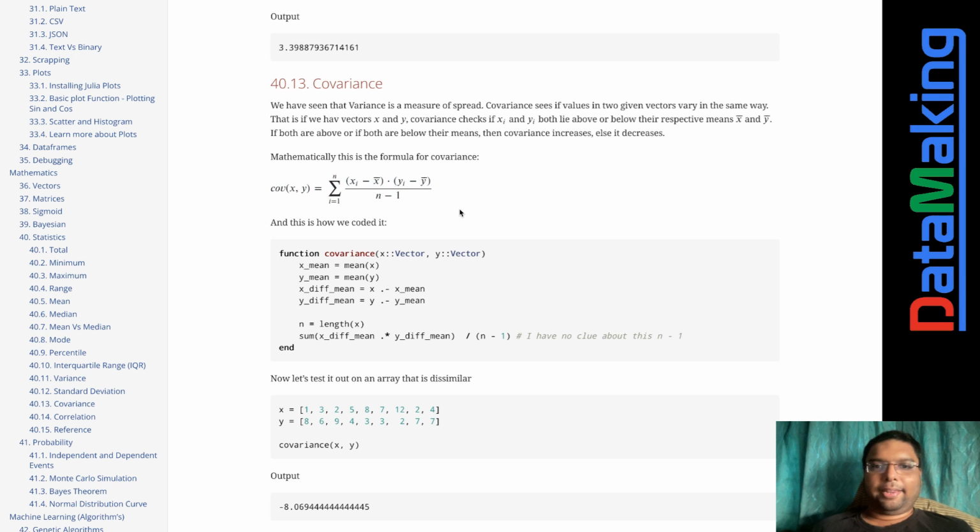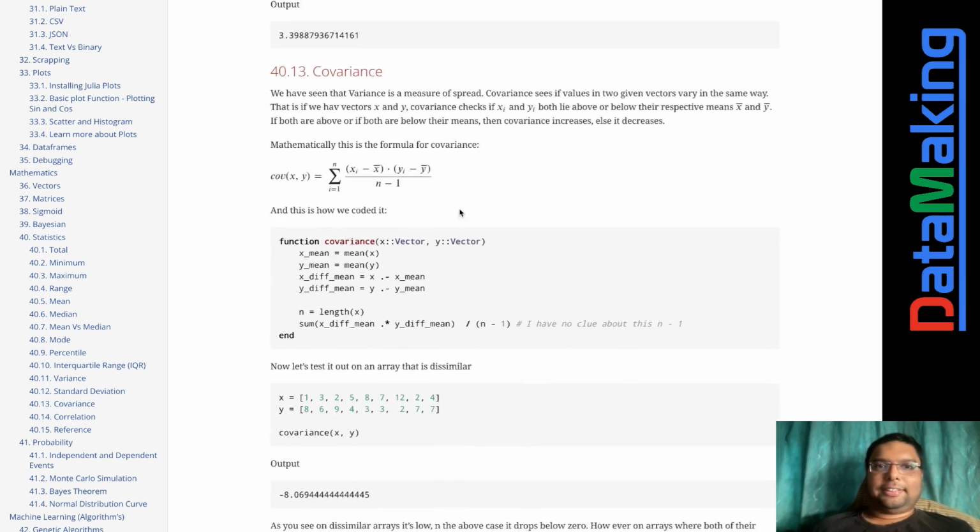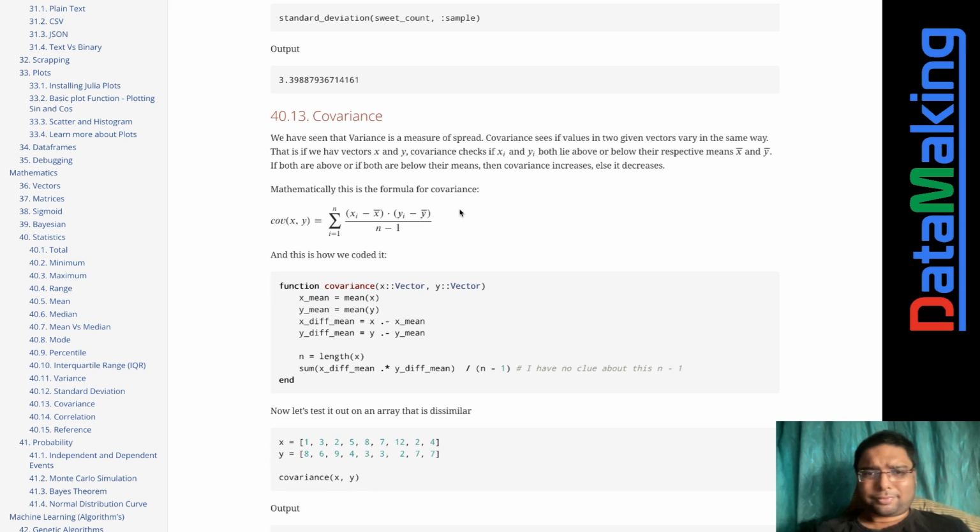I don't know why n minus 1 and all those things. There is no sample and population over here, so it is just n minus 1. So that's how it is. And that's what we calculate over here: x mean and y mean, those are all means of x and y. Now we take the difference; note that we just do element-wise operations over here, and then we just get the length. We assume that both x and y's length are the same. So that's the thing.